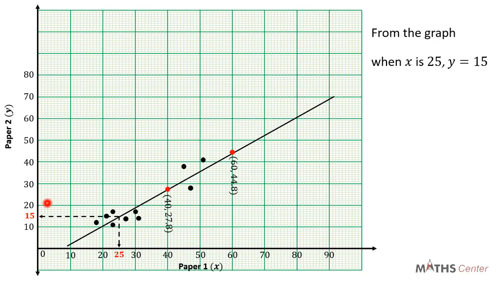For the second part, it says we should find the value of x when y is 30. So I'll look for 30 on the y-axis, which is here. I'll trace it to meet the line of best fit, and then from there, I'll trace it to meet the x-axis and read the value there. When I do that, the value I'm getting on my graph is 43. It means that from the graph, when y is 30, x is 43.